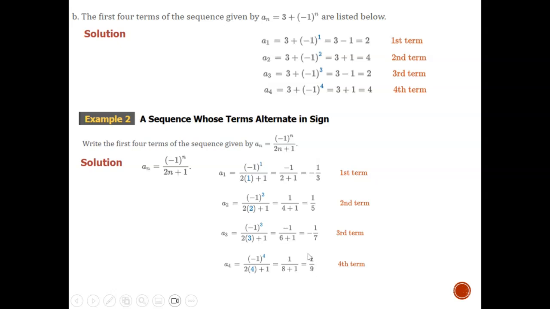So again, this section is all about patterns, okay? The pattern here is the denominators are all odd numbers, the 3, the 5, the 7, and the 9, and the numerators are all ones, but they alternate signs.